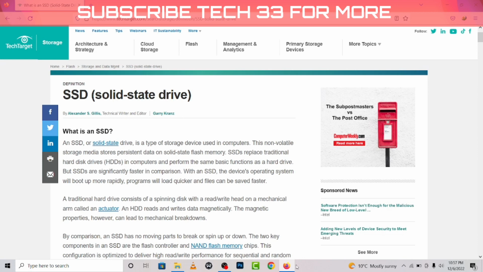What is an SSD? An SSD, or solid state drive, is a type of storage device used in computers. This non-volatile storage media stores persistent data on solid-state flash memory. SSDs replaced traditional hard disk drives in computers and perform the same basic function as a hard drive. But SSDs are significantly faster. With an SSD, the device operating system will boot up more rapidly, programs will load quicker, and files can be saved faster.